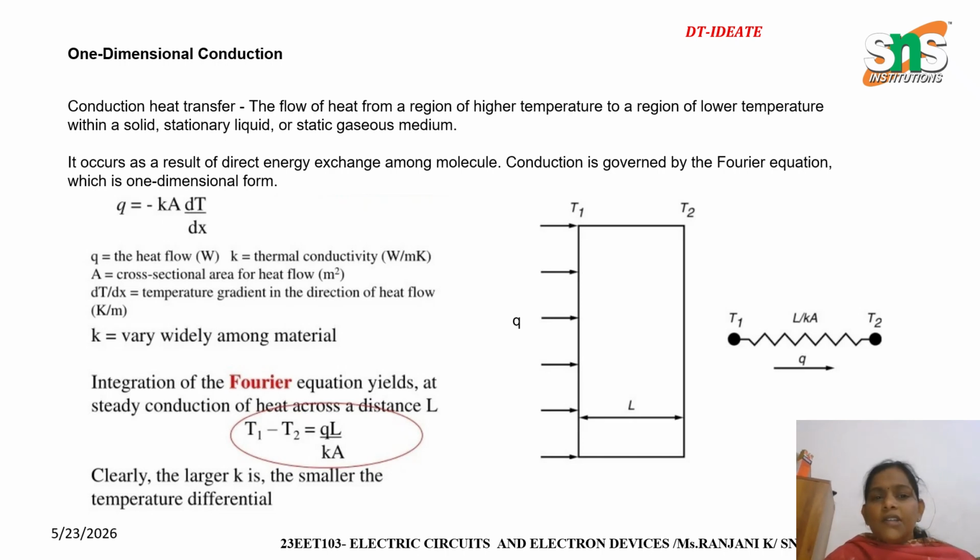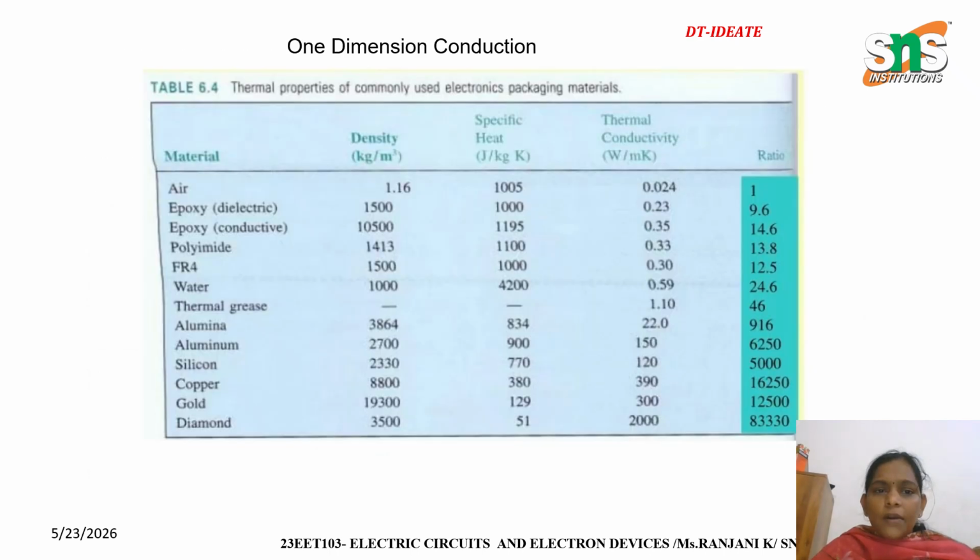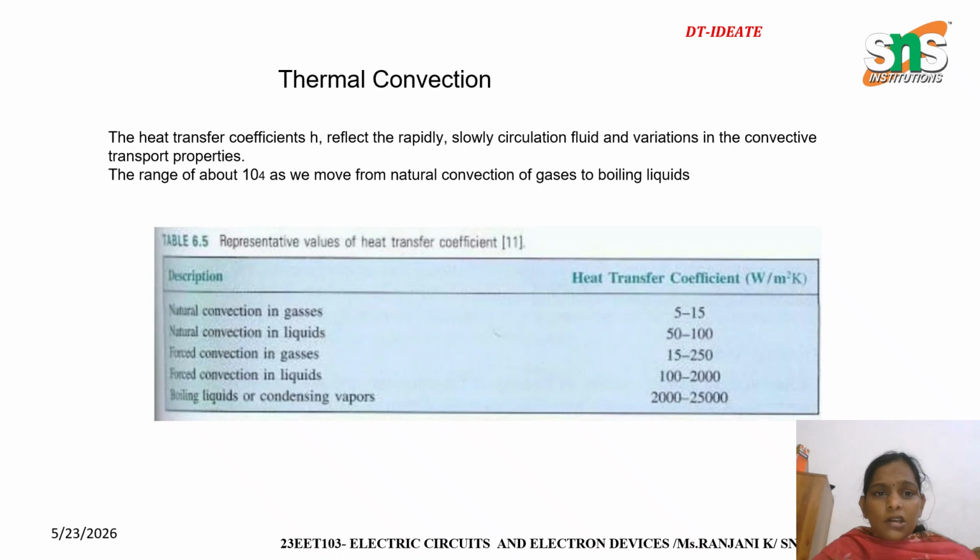Conduction of heat transfer is the flow of heat from a region of high temperature to a region of low temperature within a solid, liquid or gaseous medium. It occurs as a result of direct energy exchange among the molecules, and it is calculated as follows. Q represents the heat flow, k represents the thermal conductivity constant, A is the cross-sectional area, and the differentiation is with respect to the temperature. This is one-dimensional conduction for various elements.